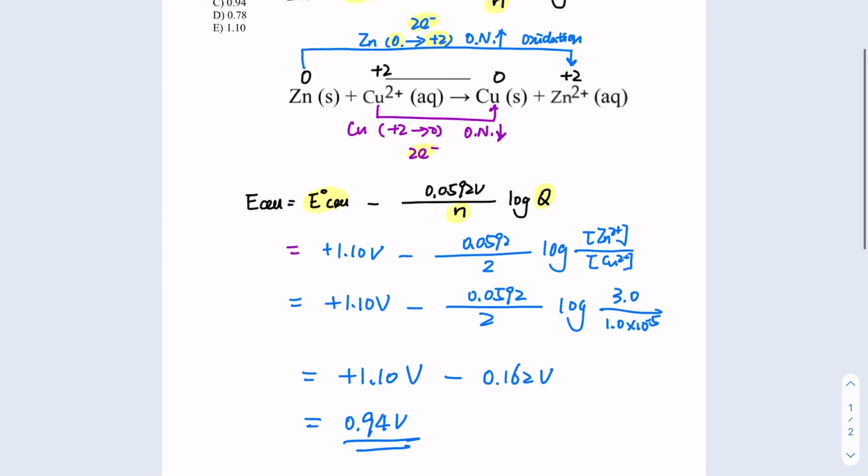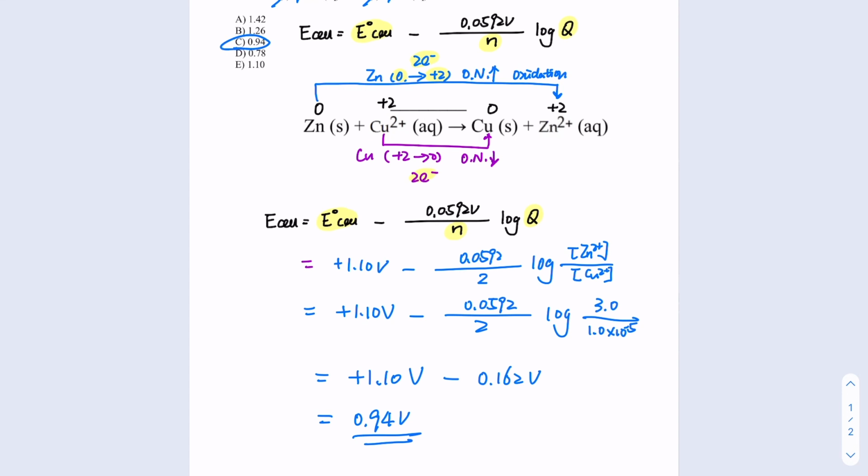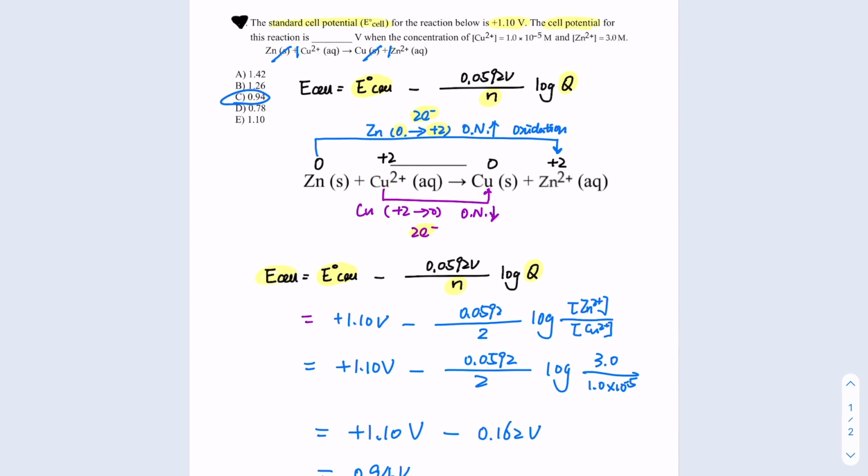So the answer for this question is C. Again, this is the E cell for this cell, under non-standard condition. So that's for this question.